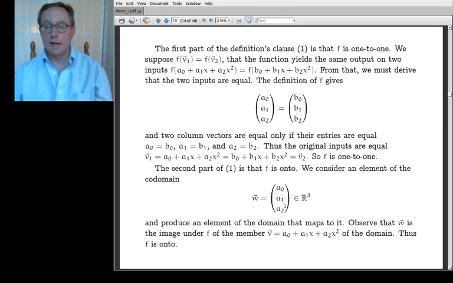Well, it's not hard in this case. Who maps to the output vector a0, a1, a2? And the answer is, of course, the input vector a0 plus a1x plus a2x squared. So for every member of R3, there's a member of poly 2 that maps to it. That's onto.